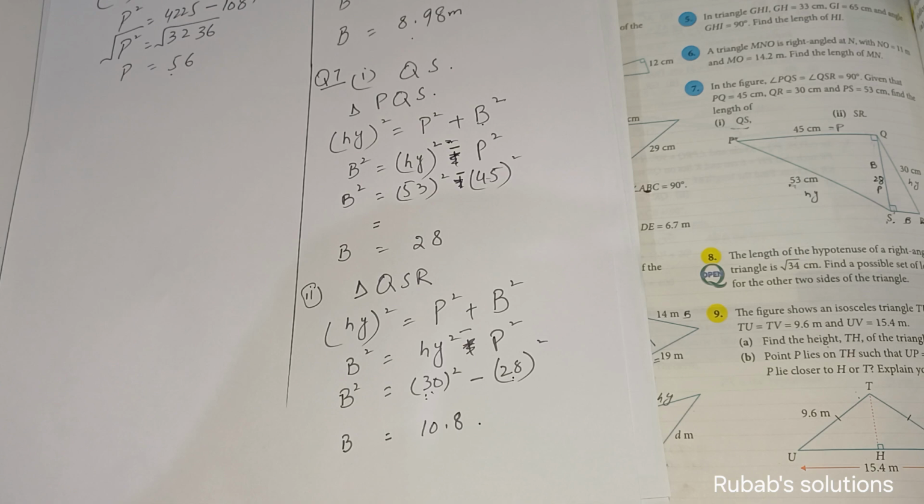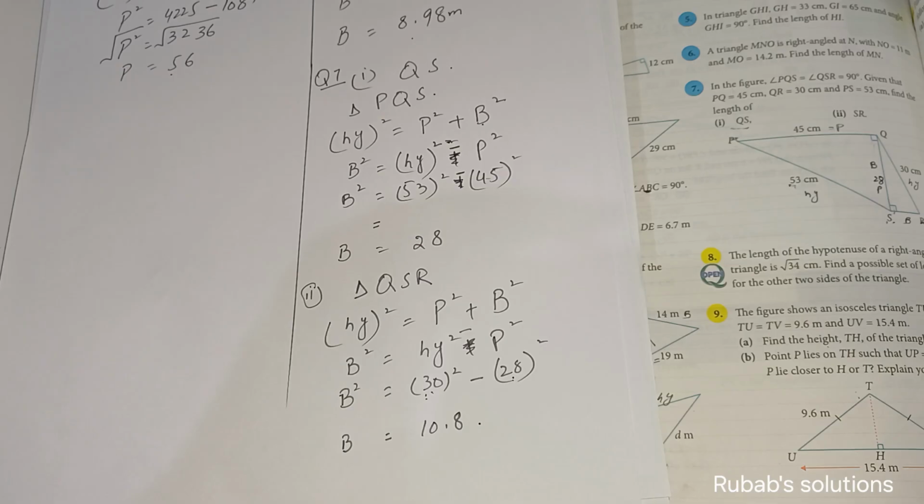Okay, question number 7. In the figure, angles PQS and QSR are equal to 90 degree, and it is mentioned in the figure. Whenever there is a box, that means this is a 90 degree angle. Given that PQ is 45, QR is 50, PS is 53, and QR is 30. So we have to find the value of QS. First of all I will use this triangle. Which triangle? PQS. In PQS, this is your hypotenuse, this is your base, or you can say this is your perpendicular, or this is your base.